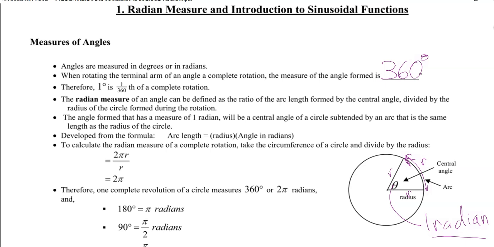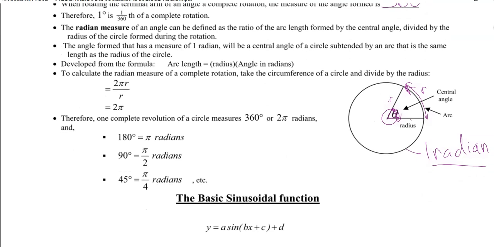If I make a small circle here, this will be the radius, that's the radius, that's the radius. So as the circle grows or shrinks, that angle still stays the same. It's 1 radian. It's developed from the formula: arc length is equal to the radius times the angle in radians. The arc length of once around the circle is called the circumference, which is 2 pi r. And if we divide that by the radius, we end up with 2 pi. So 1 complete rotation of the circle is 360 degrees or 2 pi radians.